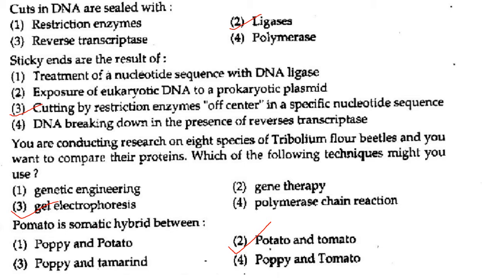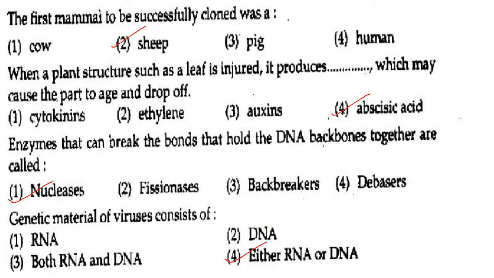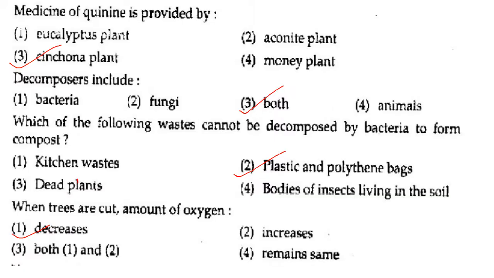Next one. Pomato is somatic hybrid between option 1, poppy and potato. Option 2, potato and tomato. Option 3, poppy and tamarind. Option 4, poppy and tomato. Answer is option 2, potato and tomato. Answer is option 4, either RNA or DNA.